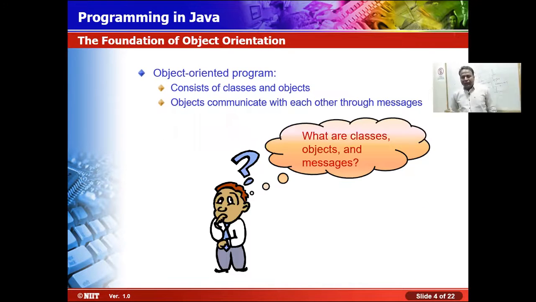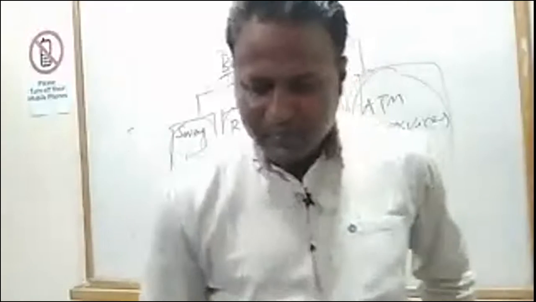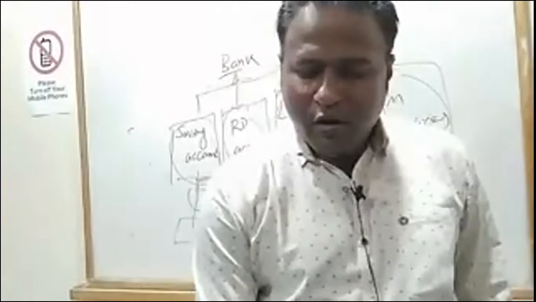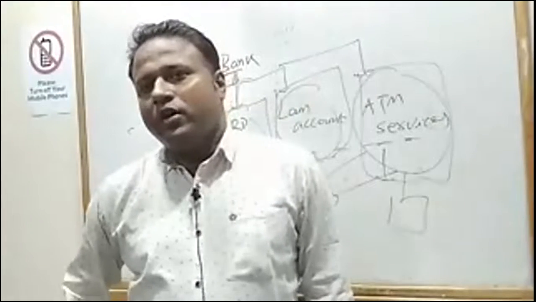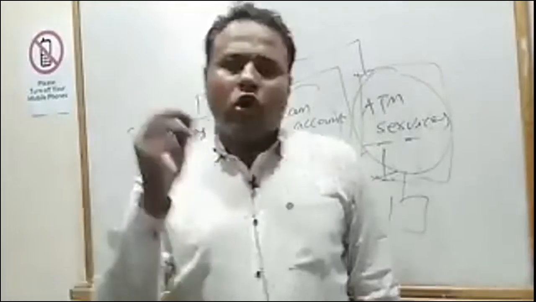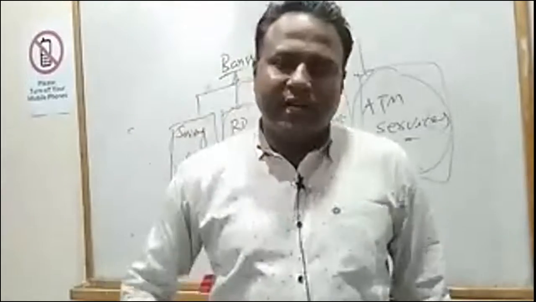In object oriented programming, it consists of class and object. Object means any tangible thing that you see in the world is called the object. Class means the combination of similar type of object which share the common structure and functionality is called the class.